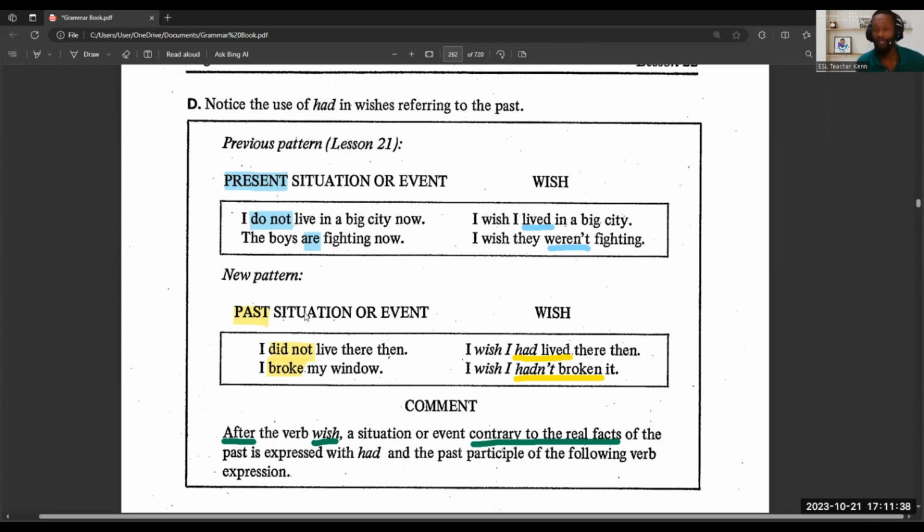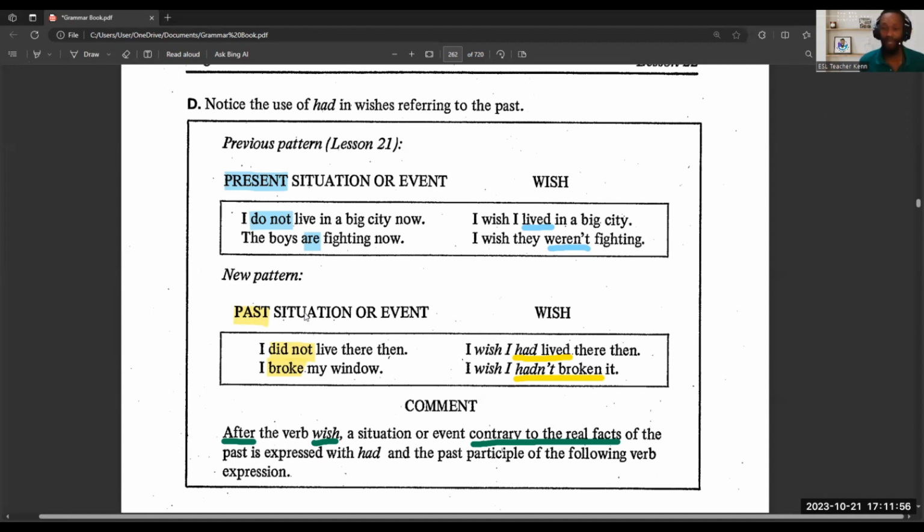And then we would say the boys are fighting now. Since that is in present, the boys are, we will wish in simple present. I wish they weren't fighting.